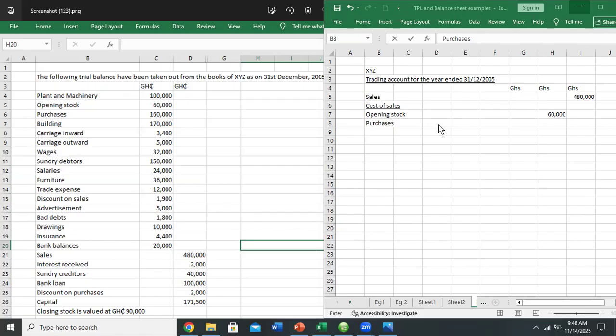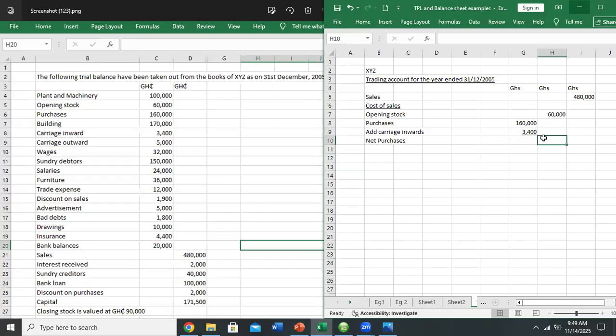Exactly. There are no return outwards, but we have the carriage inwards. So what we are going to do is to put the purchases here, 160,000, and add the carriage inwards, which is 3,400. Now, if you do that addition, you arrive at your net purchases, which then goes under the opening stock. So it follows in that order.